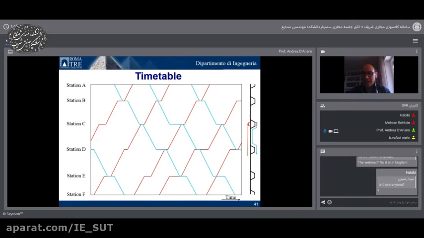While in this piece of track between two stations, only one train at a time can pass. As you can see here, the timetable is feasible because the meet and pass is always at a station. The lines always touch each other at a station, and the stations are A, B, C, D, E, F. And the time is going from left to right.